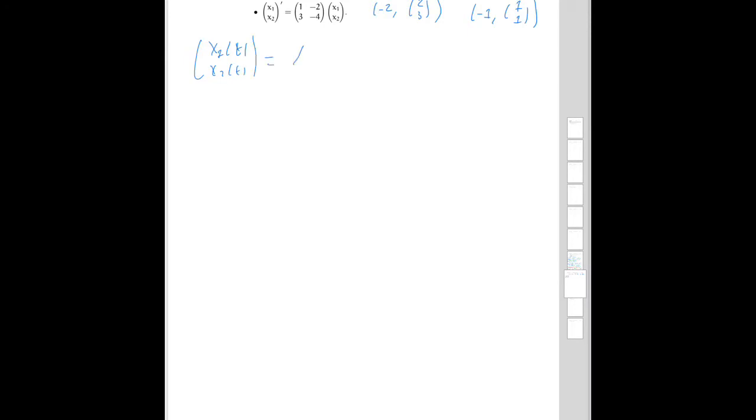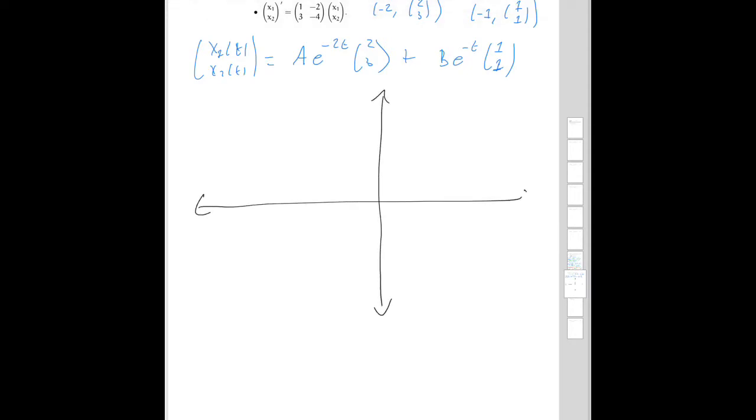x2(t) is equal to a times e^(-2t) times (2, 3) plus b e^(-t) times (1, 1). And let's go ahead and plot the phase diagram for this, or the phase portrait. So remember, we're going to look at this in the x1, x2 plane. This is x1, this is x2.